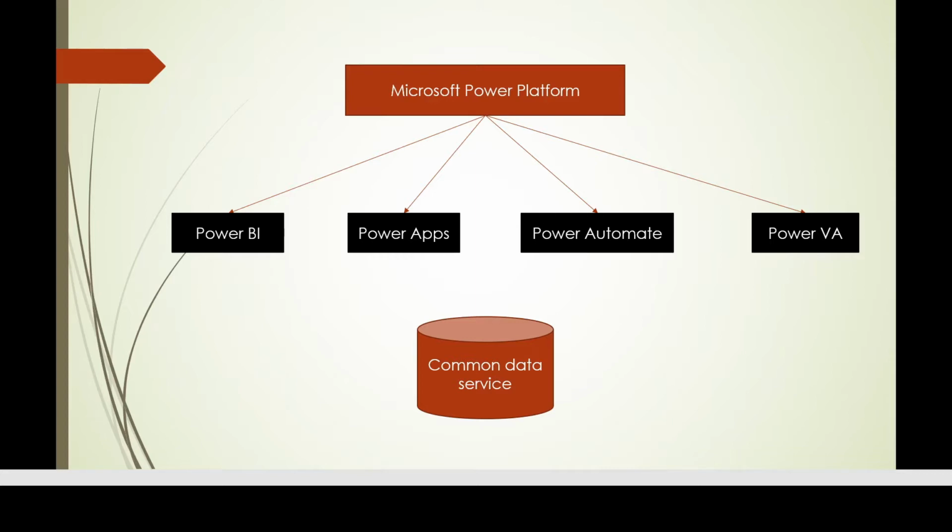Then Power Automate helps you to create logic if you want. For example, if we want to trigger any workflow at any specific instant, then we can achieve it. Then here is the fourth component, Power Virtual Agent. It helps people to raise requests, give feedback to the company, etc. And all these functionalities will share the same data.